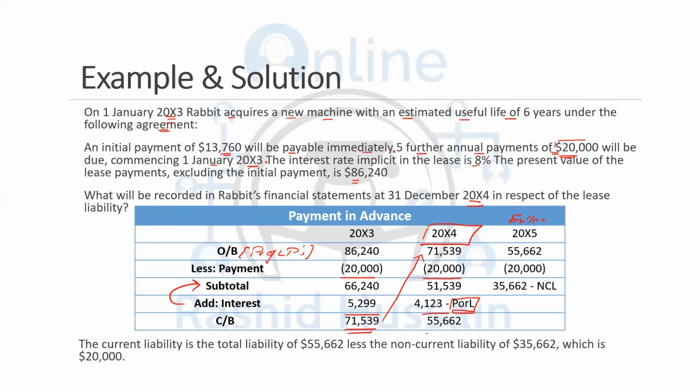Then you get the closing balance, which becomes the opening balance of the next year. Then again, deducting the payment, the subtotal represents your non-current liability. And the difference between these two payments represents your current liability.